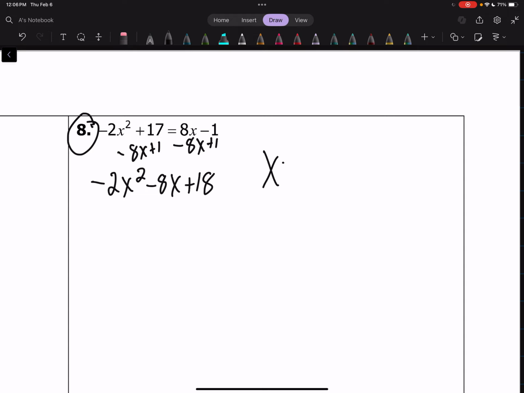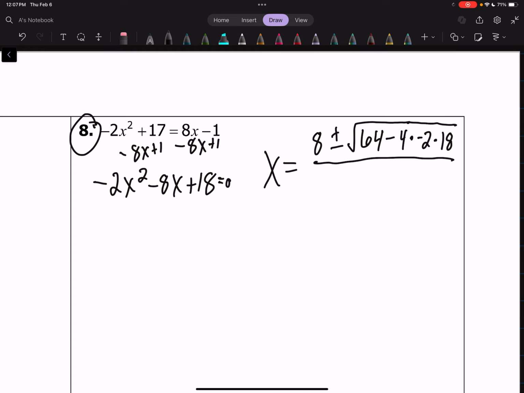Okay, formula equals 0. Formula, x is equal to negative b, so that's just 8, plus or minus the square root of b squared, 64, minus, I'm going to write this part just so you can see it, 4 times my a value times my c value, all over 2a, 2 times negative 2, negative 4. Okay?